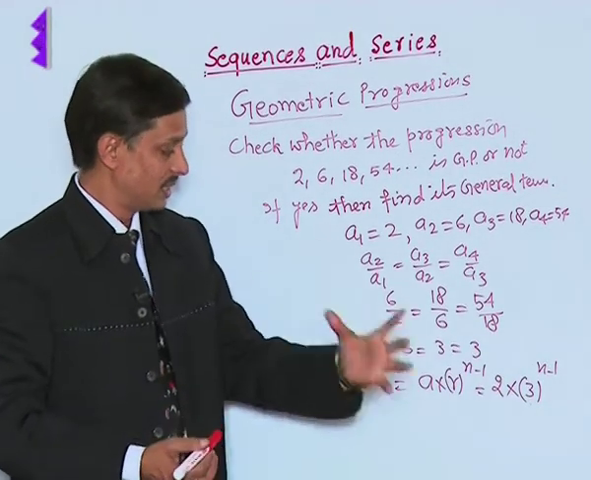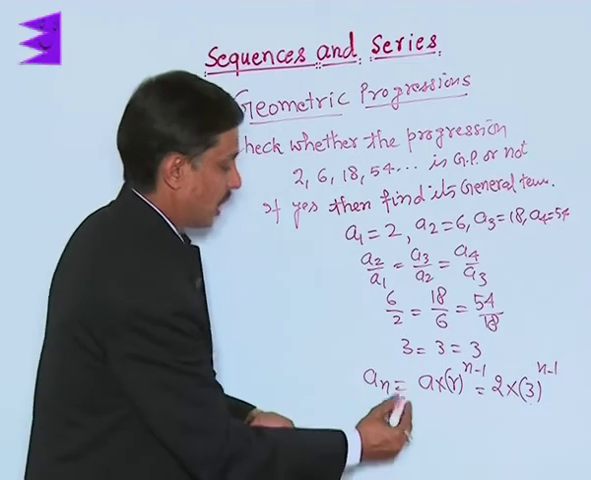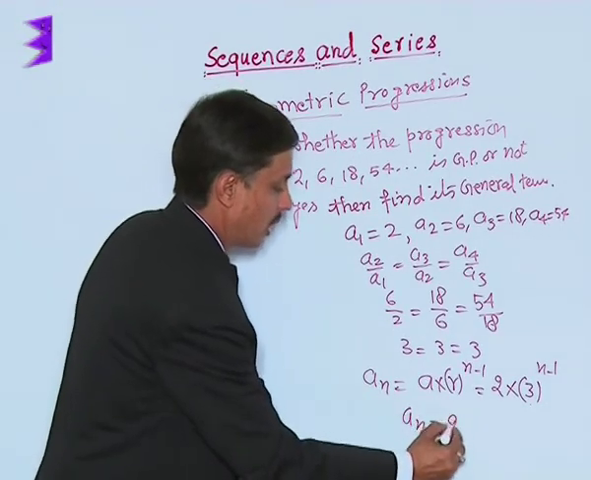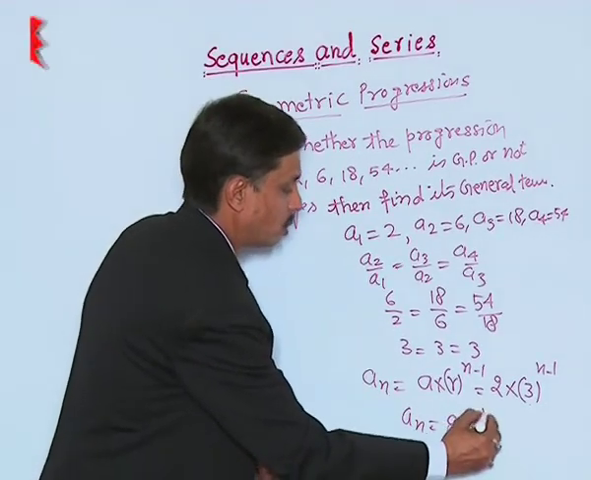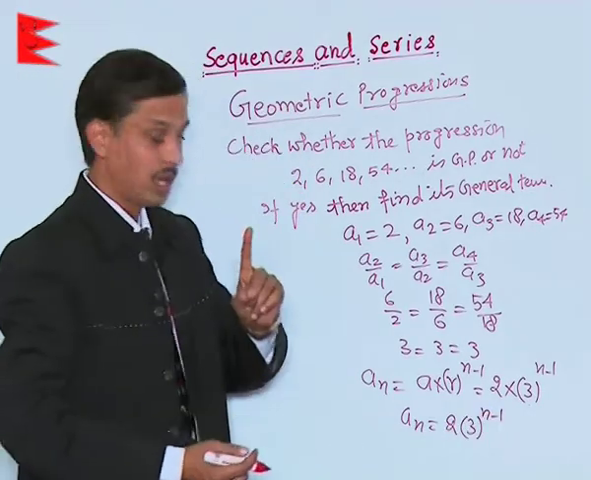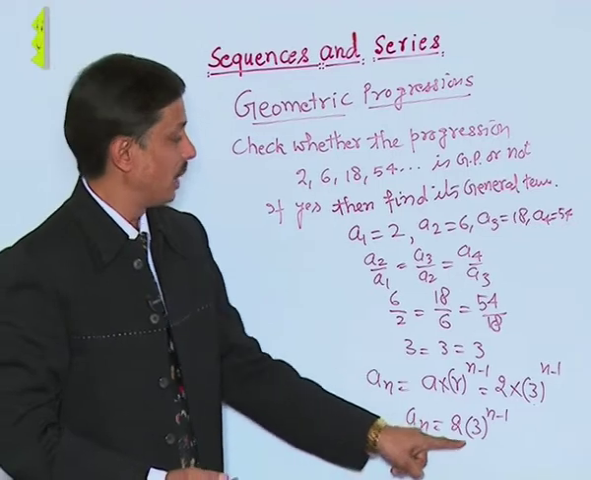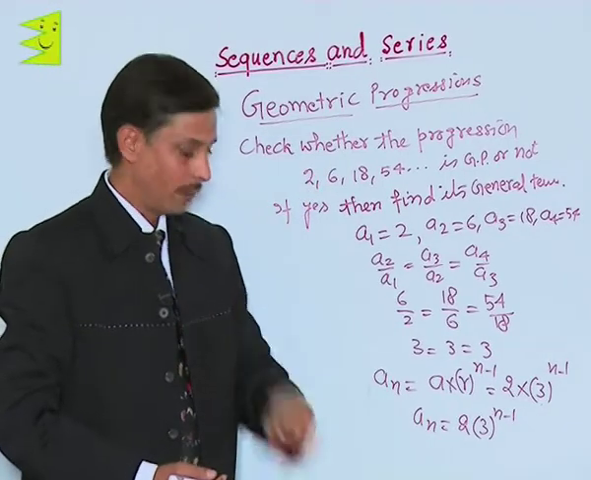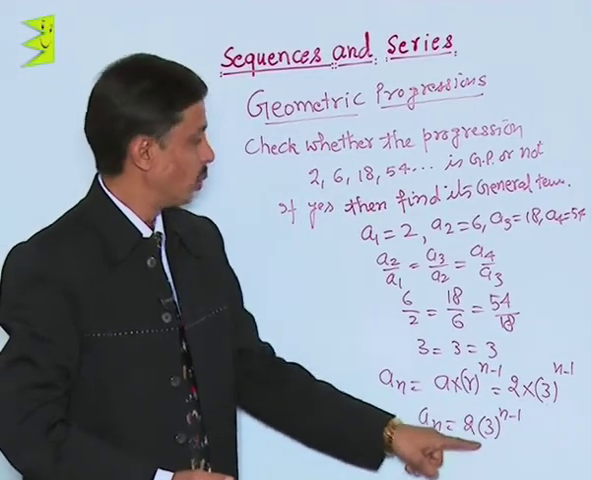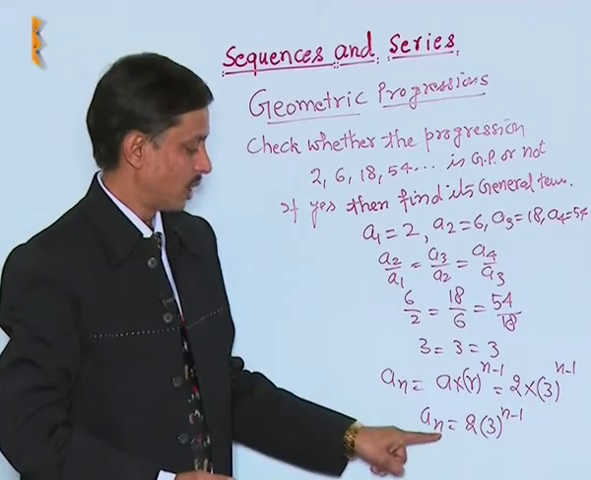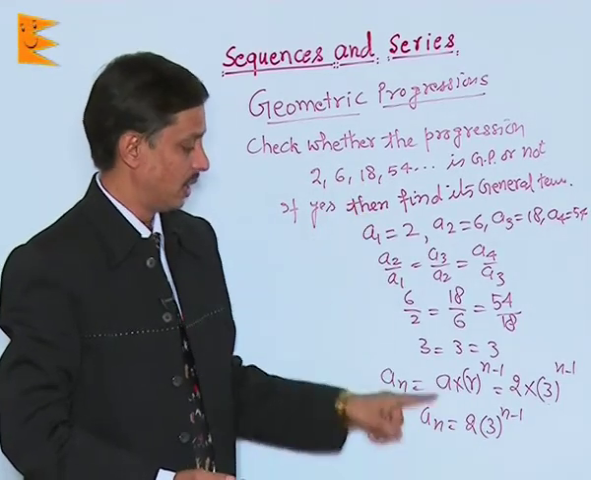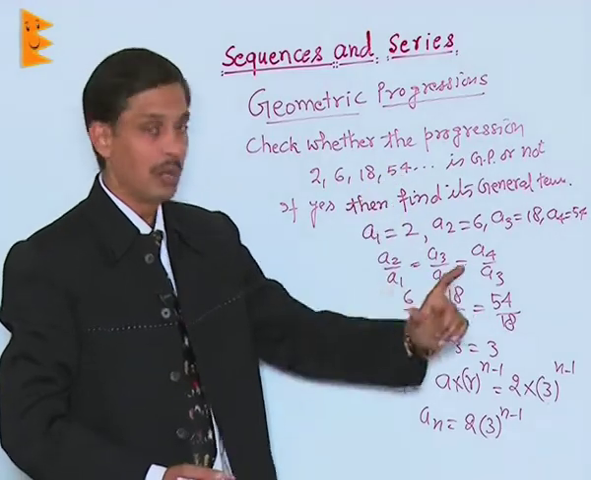Using this, An is obtained as 2 into 3 raised to the power n minus 1. If I put n equal to 1, I will find A1 is 2. If I put n equal to 2, I will find it is 6. At 3, I will find 18. At 4, I will find 54.